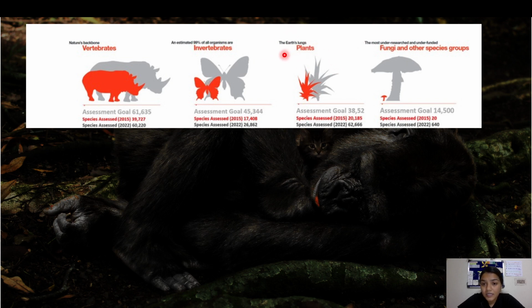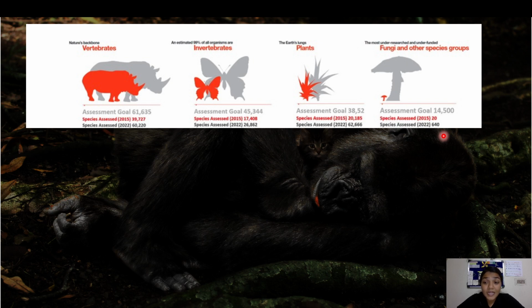Plants, which are the earth's lungs, right, they have assessed till now 62,666. Likewise, the most under-researched and underfunded group are fungi and other species group, which includes mushrooms and algae and all that. So these groups' assessment goal is 14,500, but till now the species assessed are only 640.